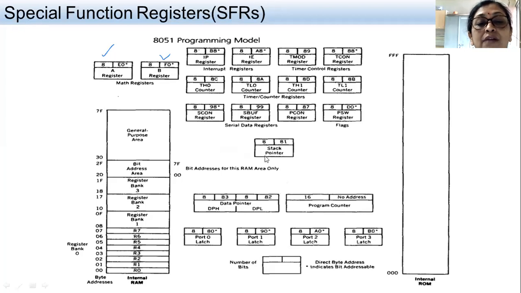It also has the stack pointer, which is also 8-bit wide, and the address of the stack pointer is given here. Apart from this, we have two 16-bit registers whose functioning we have already studied. One is the data pointer register and the other is the program counter register. And here you can observe 4 registers which are related to the parallel ports.